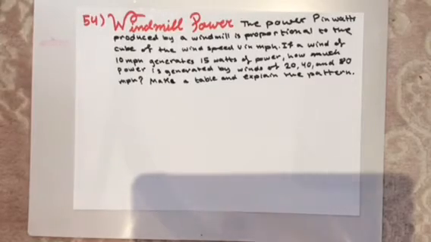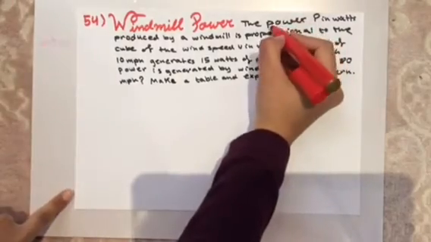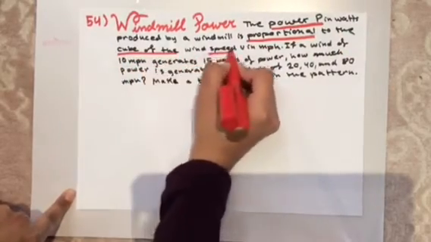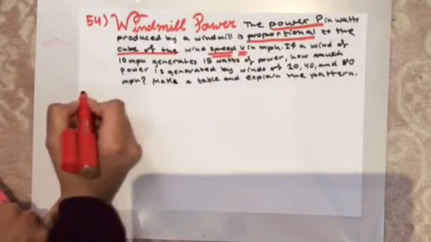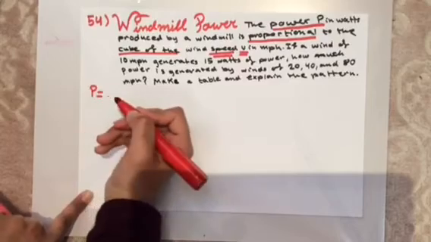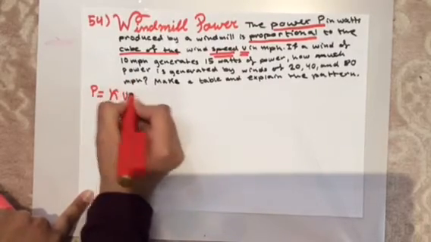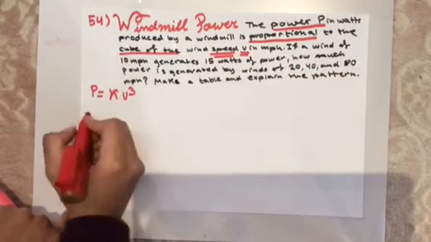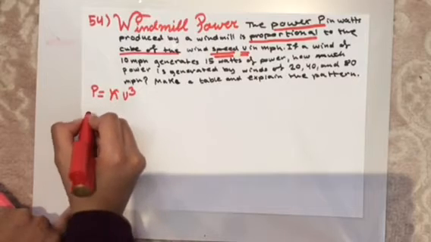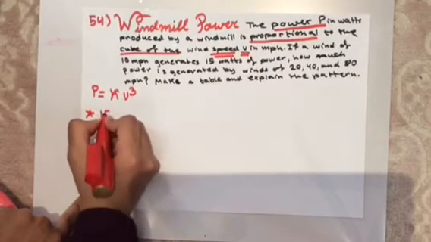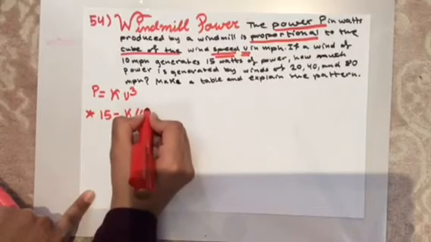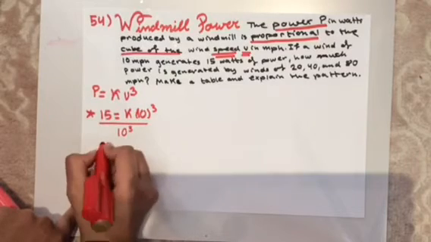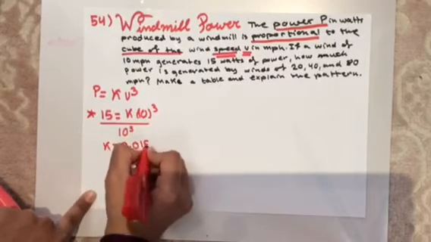So first of all, I need to write the power function. Power P is proportional to the cube of the wind speed V. So P is equal to K, which is the constant, times V cubed. From this scenario right here, I can get the value of K by writing 15 is equal to K times 10 to the power of 3. Divided by 10 to the power of 3, K is equal to 0.015.